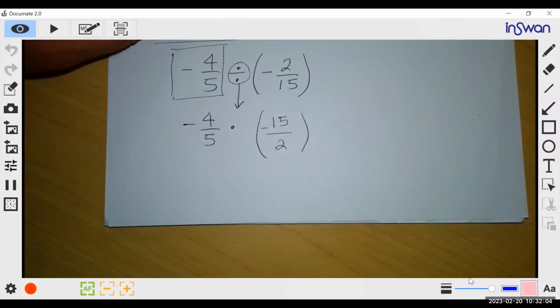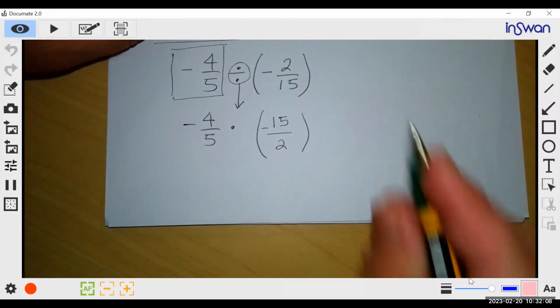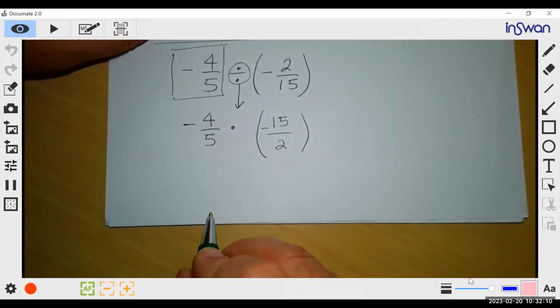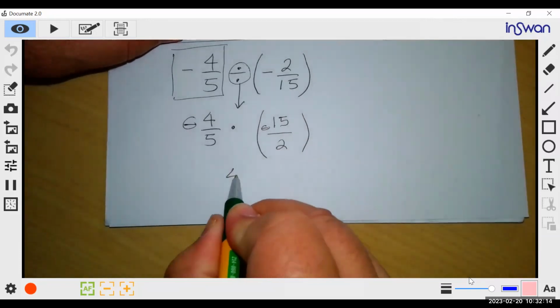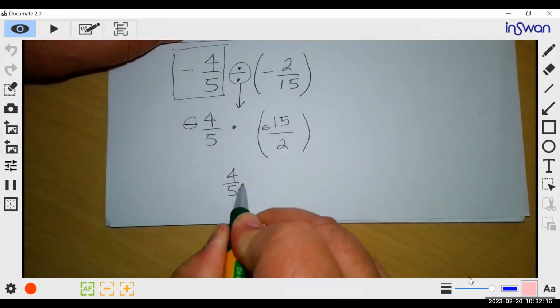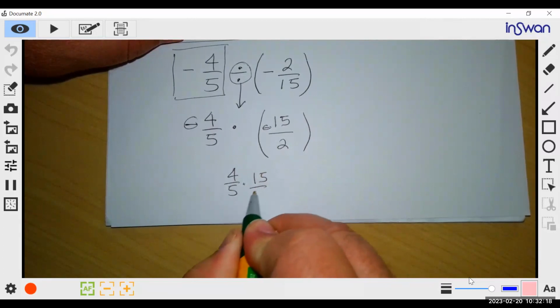Now you know why I put the tests. Take it whenever you're ready. So is the answer going to be positive or negative? Yeah, because we have two negatives. The answer will be positive.